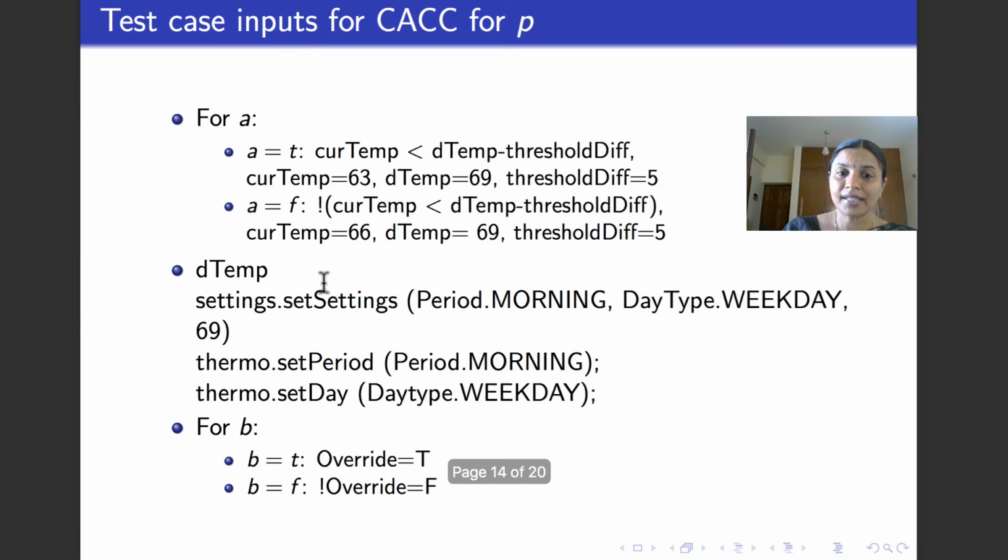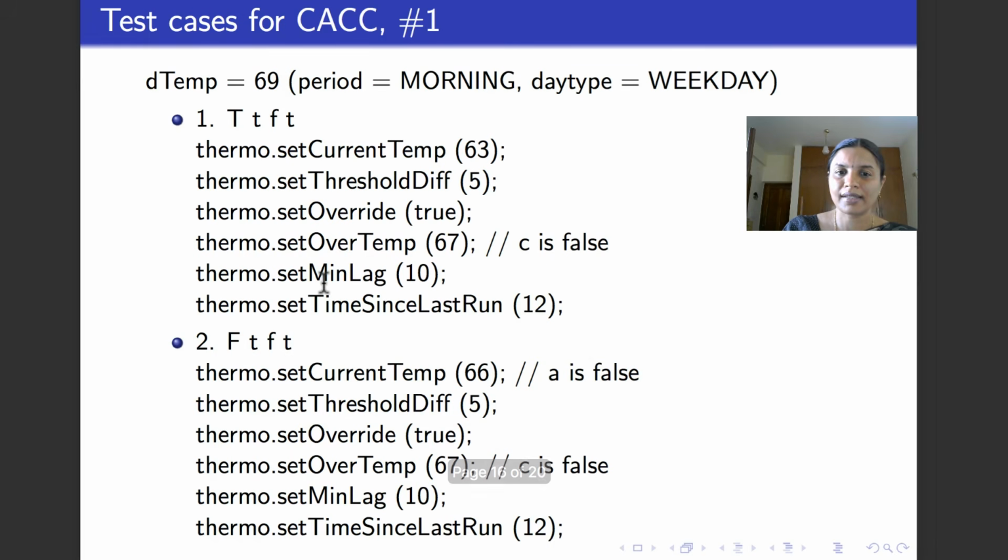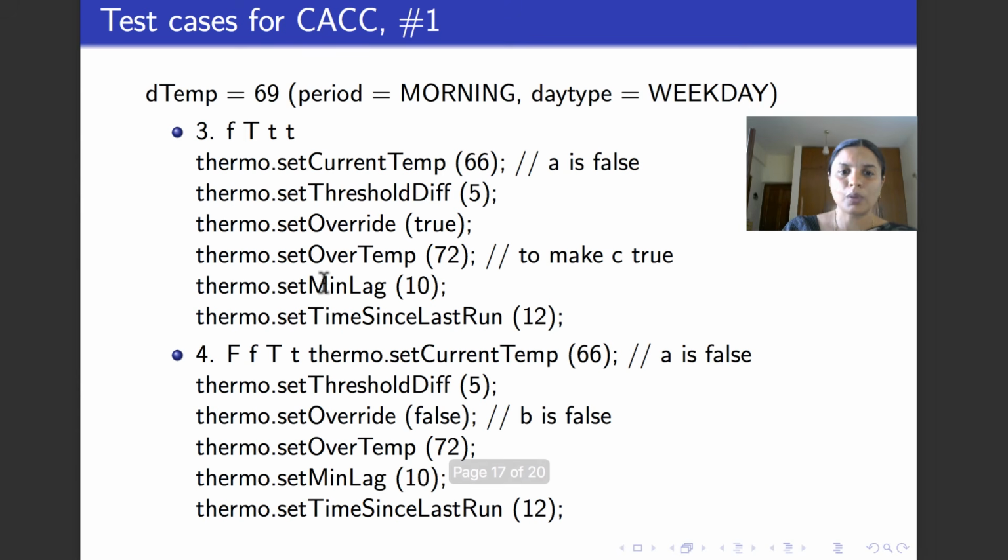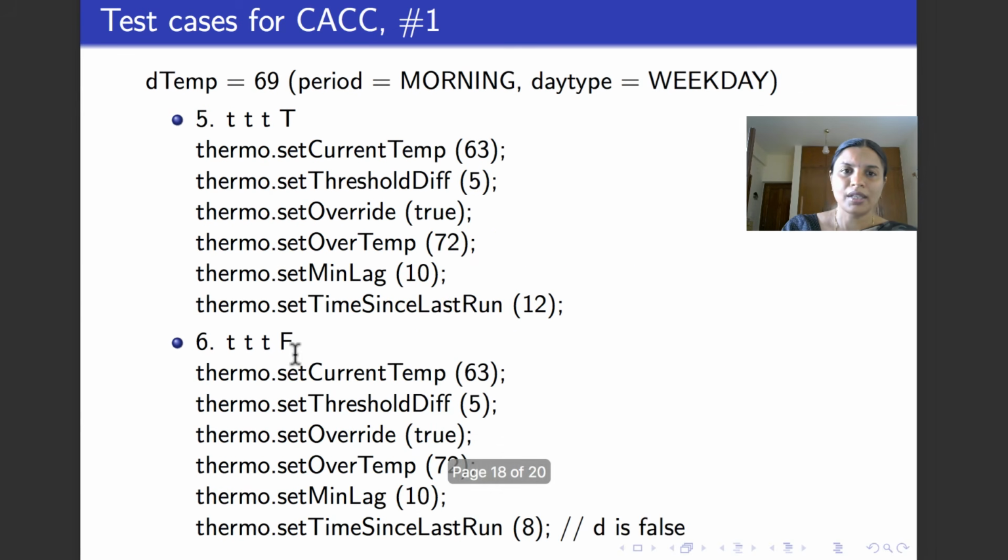Similarly, I give 6 set of test cases, right? This is the second one. This is the third one. This is the fourth one where A is false, B is false, C is true, D is true. Similarly, this is the fifth one, all 4 are true. This is the sixth one, A, B and C are true and D is false. So these are the final test case values that will help us to test correlated active clause coverage criteria for the predicate P in lines 28 and 30.